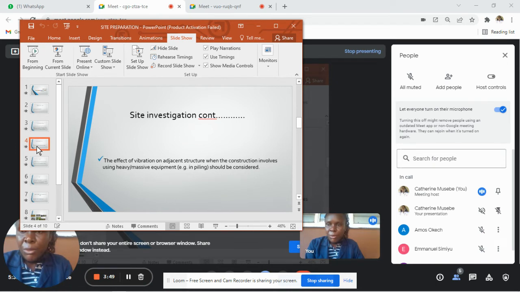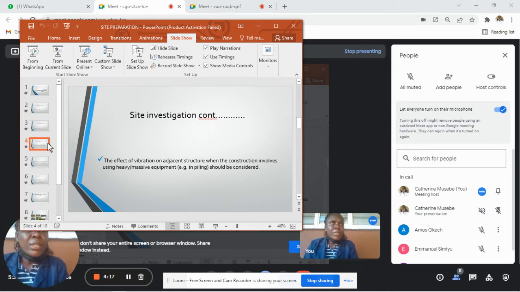Then we have Amos. Can you continue reading for us the next slide? The site investigation, we have the effect of vibration and gases. Structures in the construction involving the use of heavy machines. Yes, so you have to look also if you have the heavy machines that maybe can affect the adjacent building. So you need to investigate and know the site where the machines will be situated during their work.